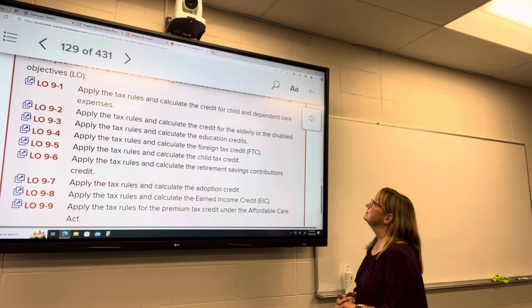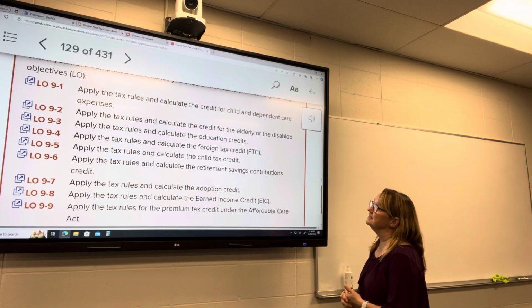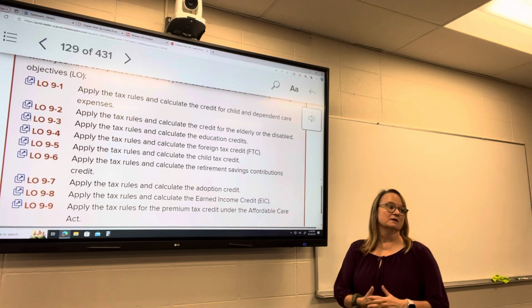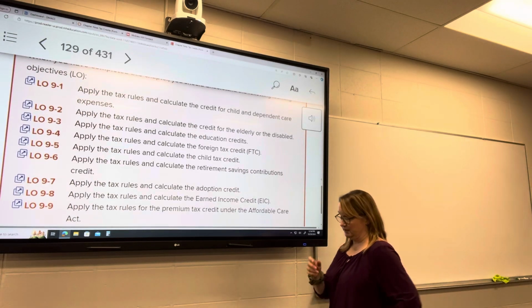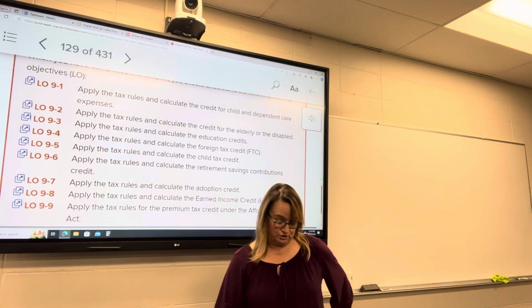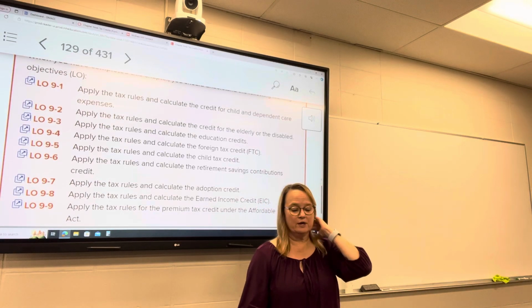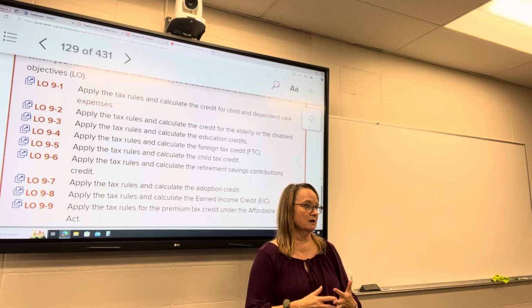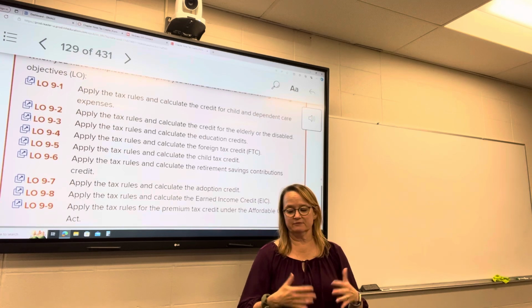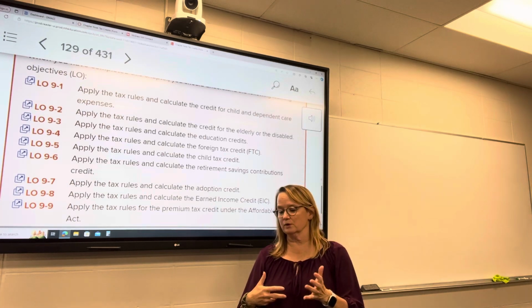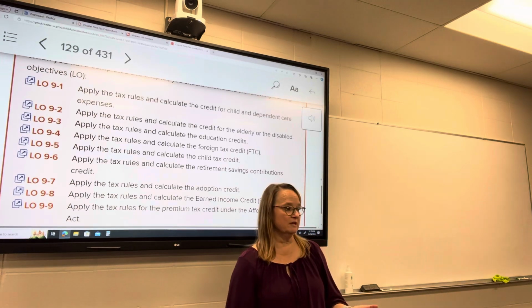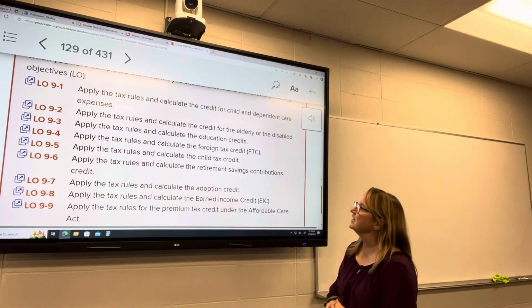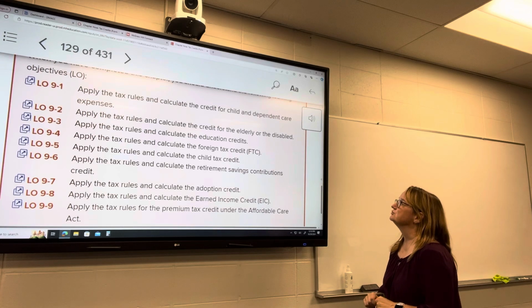First one we're going to talk about is a credit for child and dependent care expenses. This is for when you have a dependent, usually it's a child, but it doesn't have to be, another type of dependent where you have to pay somebody or an organization to help care for them. So there is a tax credit available under certain circumstances for that, so we're going to talk about that credit for child and dependent care expenses.